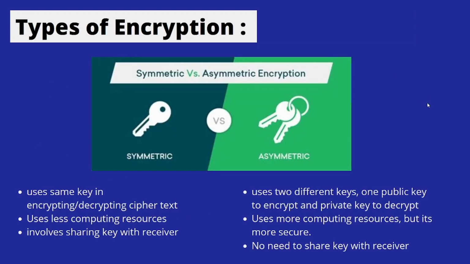Moving on, there are different types of encryption: symmetric and asymmetric encryption. What's the difference? In symmetric encryption, we use the same key to encrypt and decrypt the ciphertext. Symmetric encryption uses fewer computing resources and it involves sharing a key with the receiver. Whereas in asymmetric encryption, we use two different keys, one public key to encrypt and one private key to decrypt. However, asymmetric encryption uses more computing resources, but it's more secure. In asymmetric encryption, there's no need to share a key with the receiver.